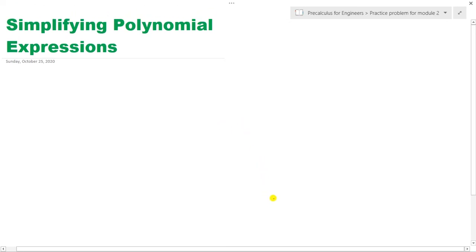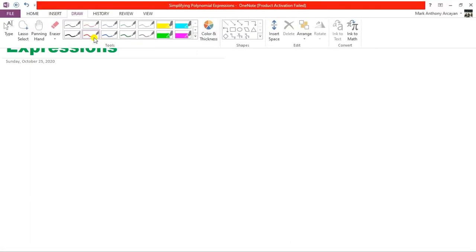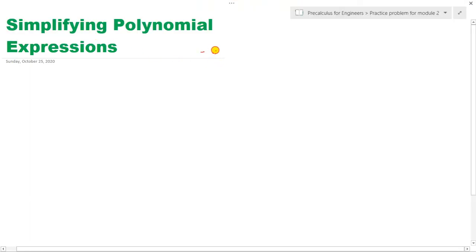So remember, class, kapag polynomial expressions, it does not have negative exponents. Another one, wala siyang variable in the denominator, so it doesn't have any variable appearing in the denominator. And the last one, wala siyang rational na exponent.